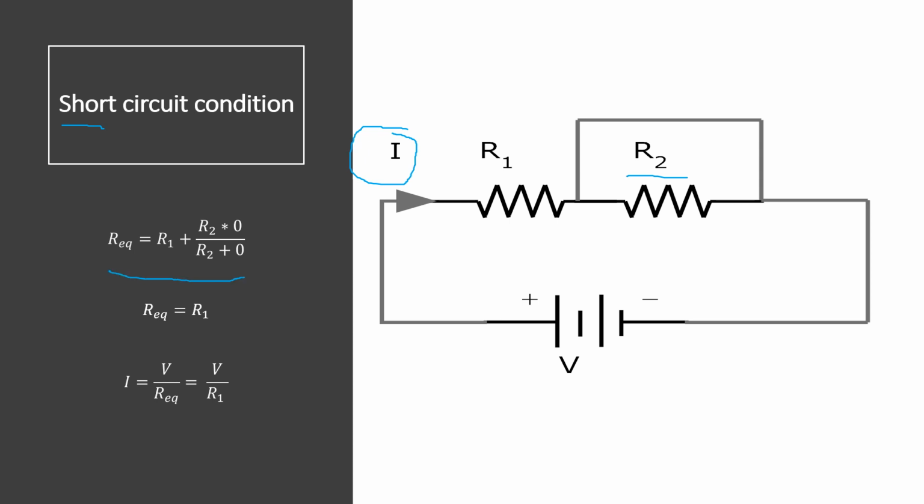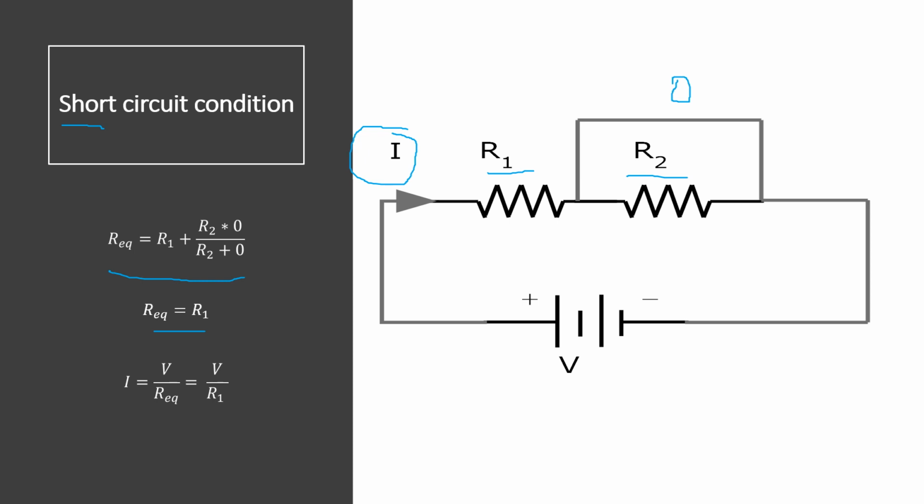Now the resistance of the short circuited path can be considered as 0 ohm. 0 ohm is in parallel with R2 and the whole combination is in series with R1. So the effective resistance is R2 into 0 divided by R2 plus 0, plus R1. So here we can say that the equivalent resistance is R1 only.